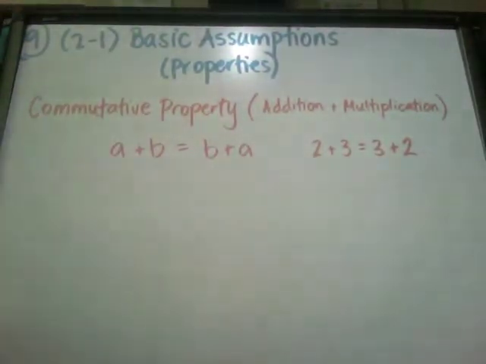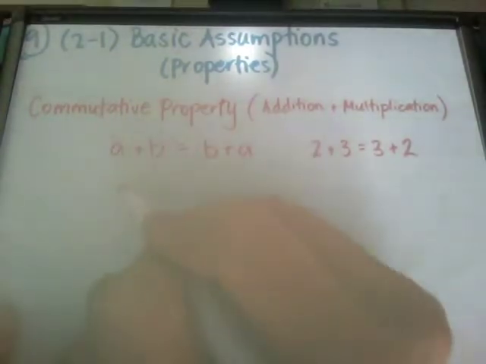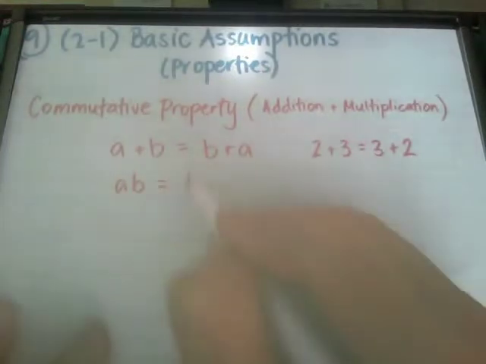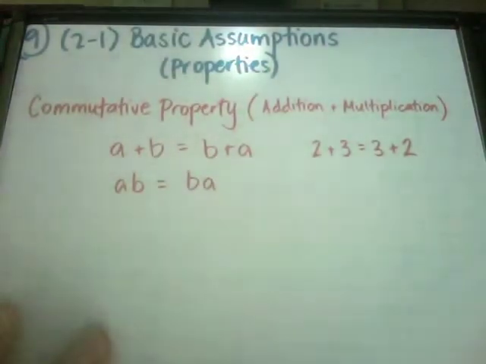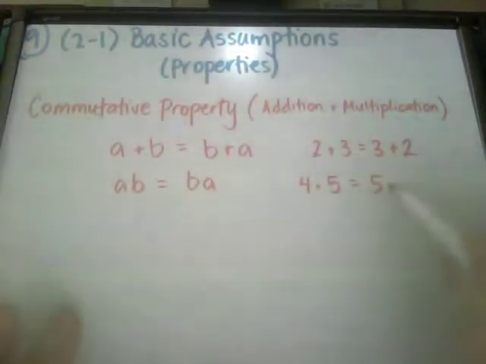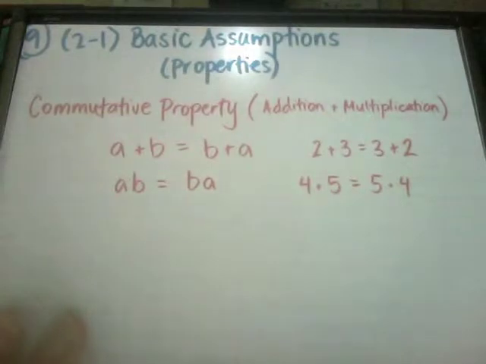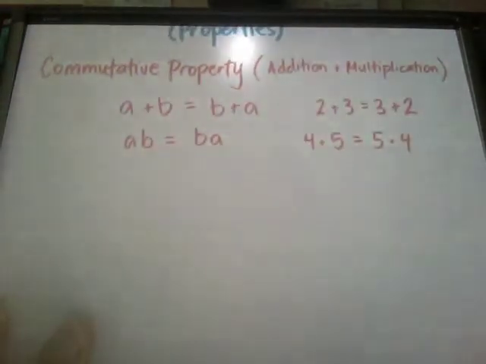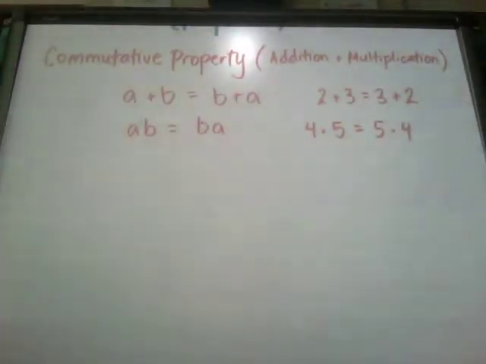So I'm not going to write down the definition. I think when you see these, they should all kind of come back a little bit. And it's the same for multiplication. A times B is the same as B times A. 4 times 5 is the same as 5 times 4. So that's a basic assumption we can make. And again, you guys are familiar with that already, so we're just sort of reviewing the names of it. We will be using these properties to do some work.